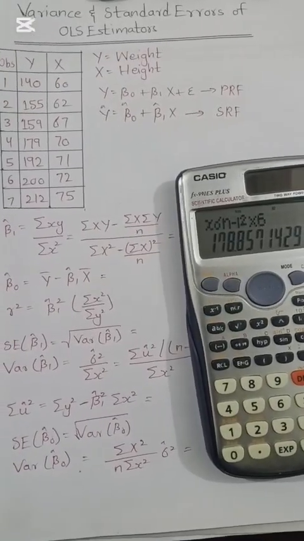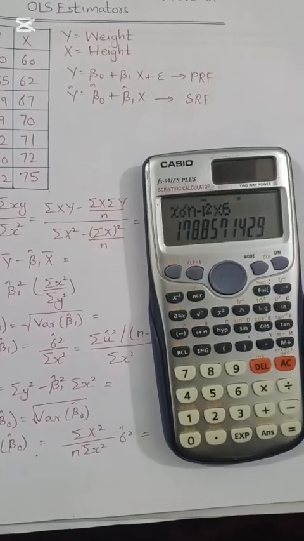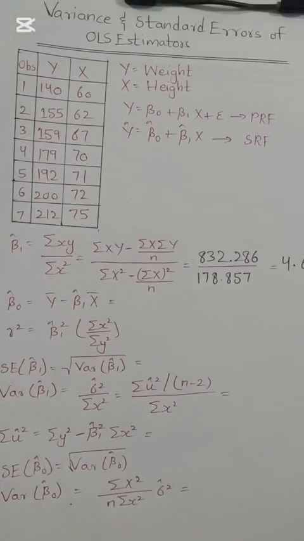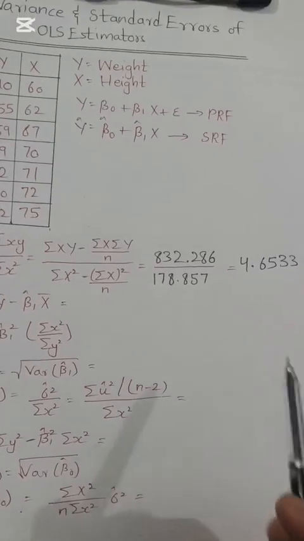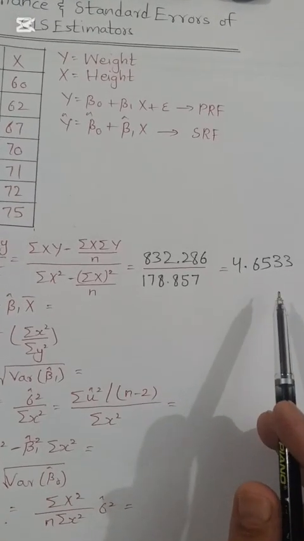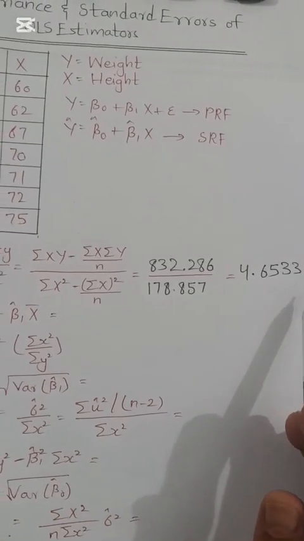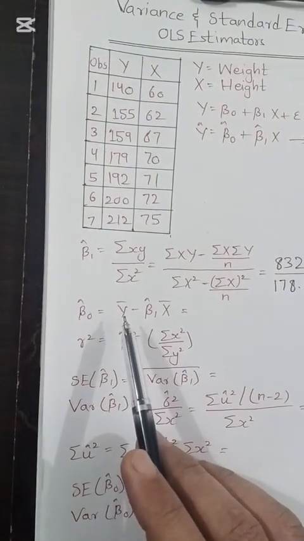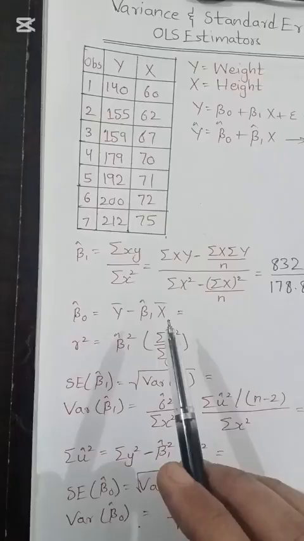It's 178.857, and the numerator is 832.286. So when you divide, you will get the answer of the slope coefficient which is 4.6533.